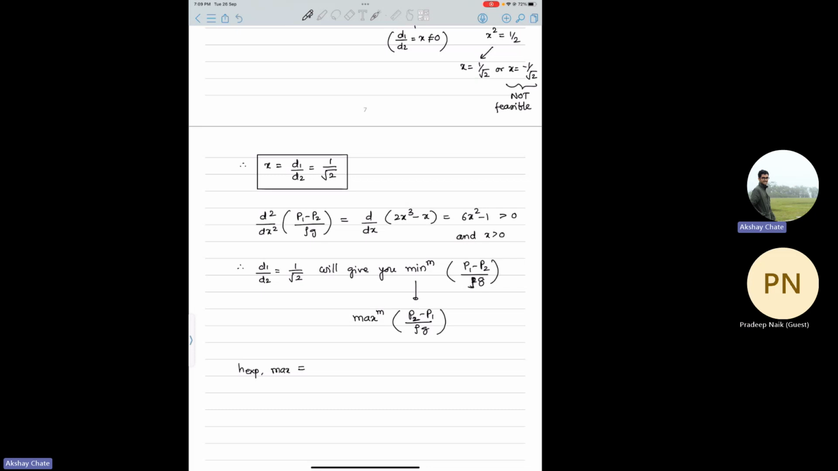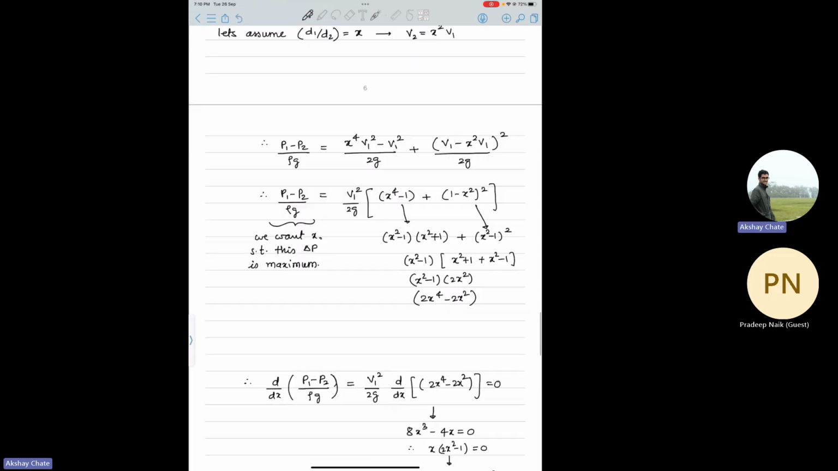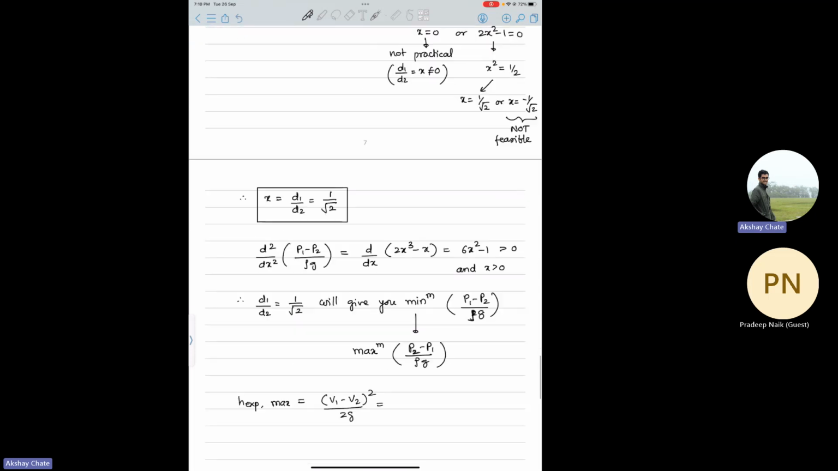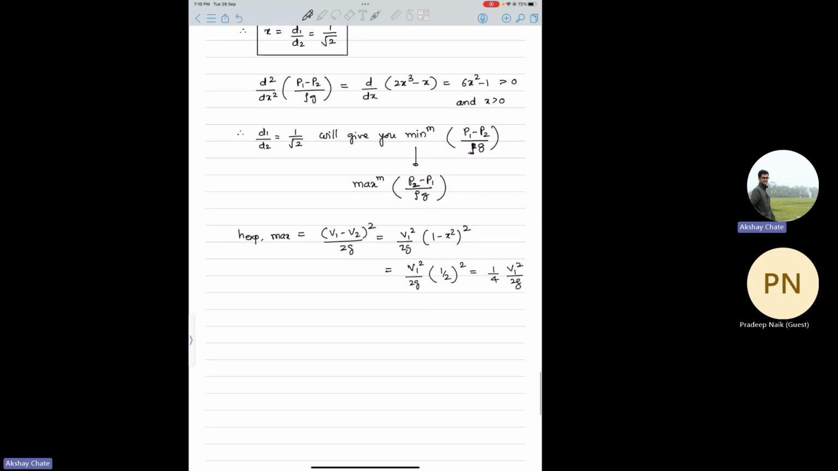Okay. So now you have to just plug it in the formula. It is V1 minus V2 square by 2G, right? And we have simplified the second term. It was V1 square by 2G into 1 minus x square whole square. So now you have to put x is 1 by root 2. So x square will be 1 by 2. So 1 minus 1 by 2 will be half, its square. So it will be 1 by 4 into V1 square by 2G. Yeah, so that is correct. That is your maximum expansion head loss.